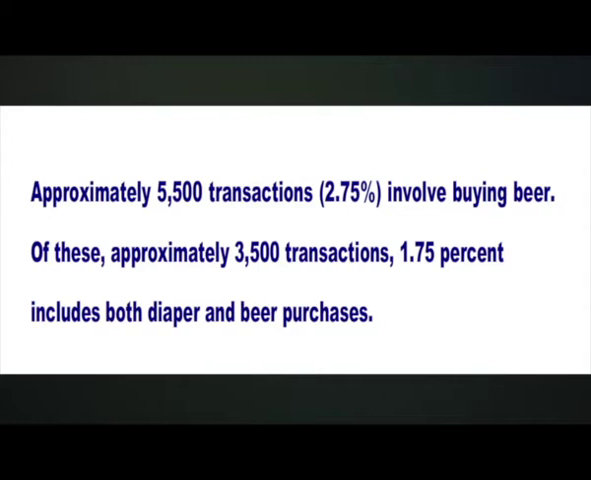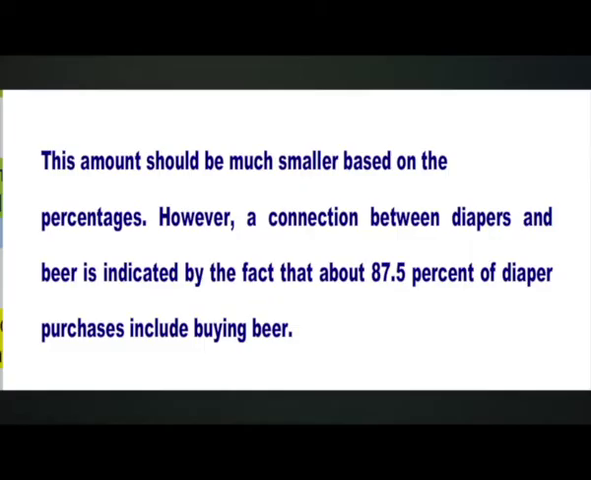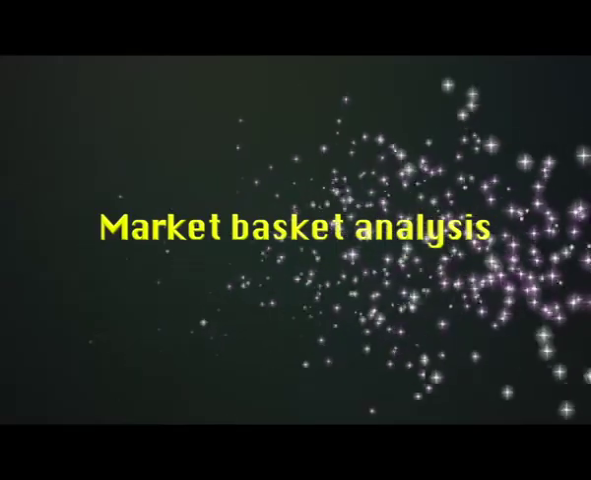Of these, approximately 3,500 transactions, that is 1.75%, include both diaper and soft drink purchases. What does this example teach us? This amount should be much smaller based on the percentages. However, a connection between diaper and soft drink is indicated by the fact that about 87.5% of diaper purchases include buying soft drinks. Now we will see in detail the market basket analysis.